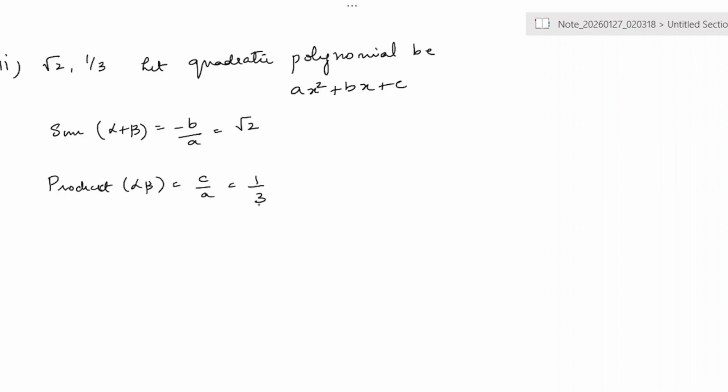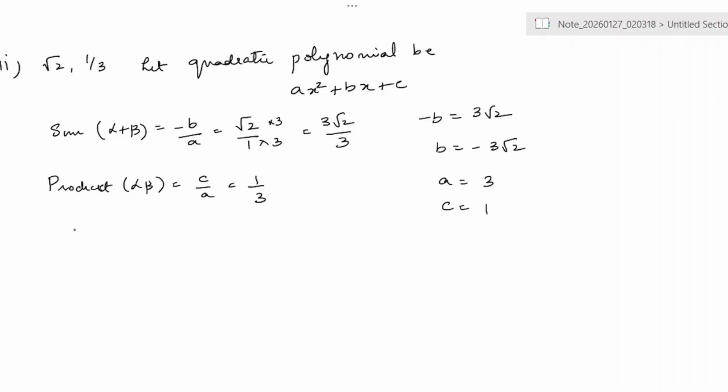So what we have to do, since a is here, this is 1. So now we'll make the denominator same. Always make the denominator same. So it is into 3 into 3. So this is 3 root 2 by 3. So from this we can arrive that minus b is equal to 3 root 2. So b is equal to minus 3 root 2. From both the equations we can arrive that a is the denominator for both the equations. A is equal to 3. C is equal to 1.